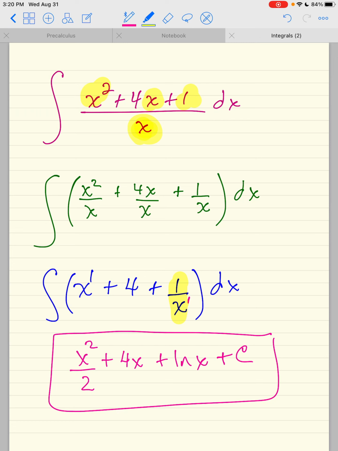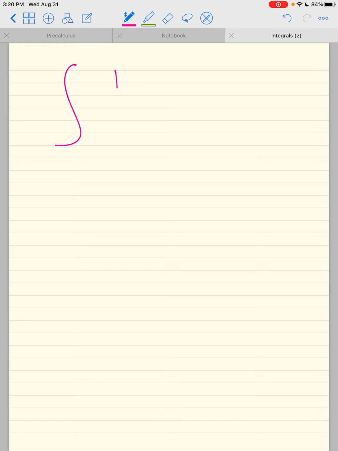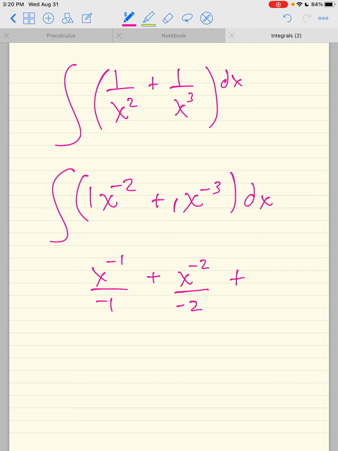Had it been 1 over x squared, 1 over x to the third, and so on, we would rewrite it just like this. And then we would integrate by adding 1 and then dividing. And then you should clean this up to be negative 1 over x, negative 1/2 over x squared plus c.